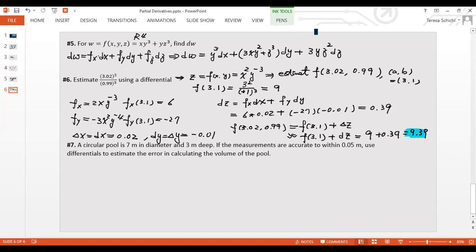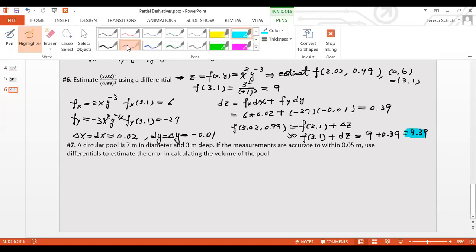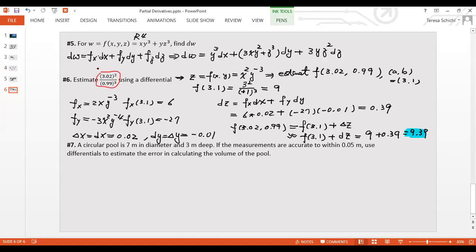9.39. If you put the whole number into the calculator, you will get 9.3996. As you see, it's still pretty good. The estimated value is close to two decimal points. That's really very good, okay?